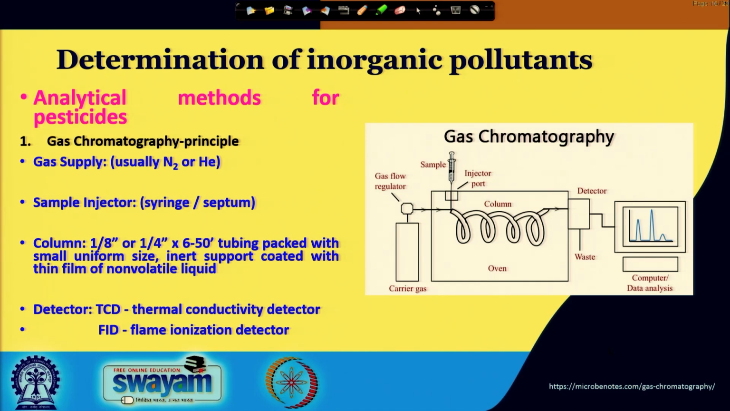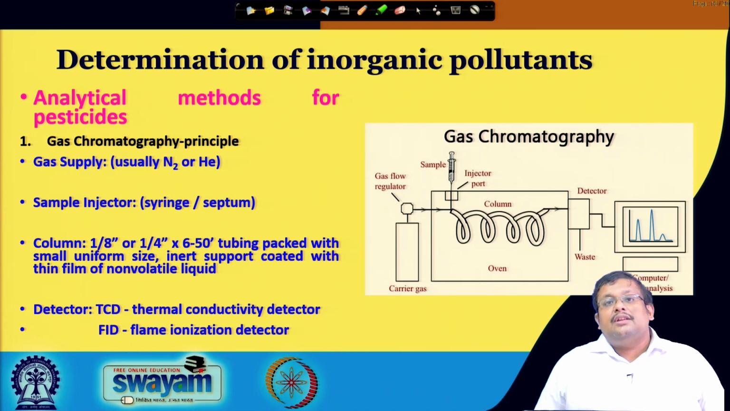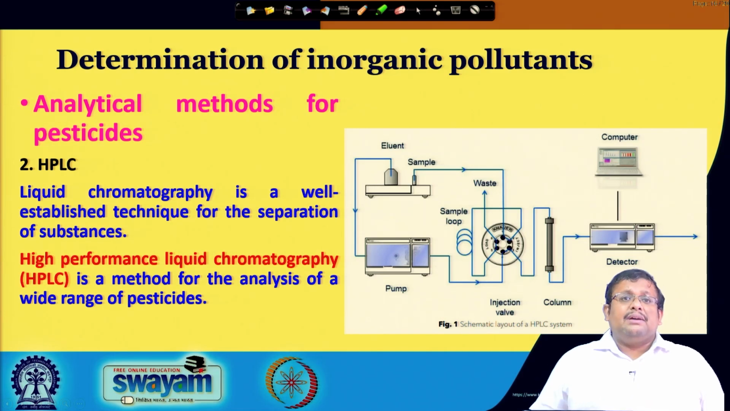There are different types of detectors, either TCD or FID. TCD stands for thermal conductivity detector and FID stands for flame ionization detector. They are used for specific purposes. So, this is gas chromatography.